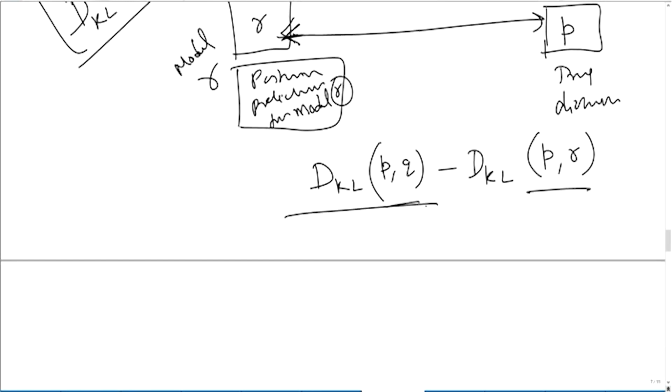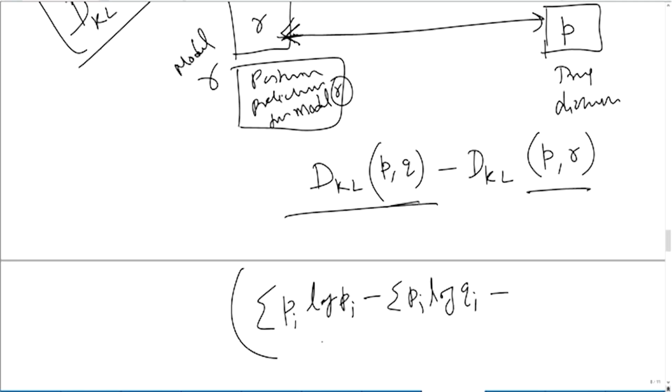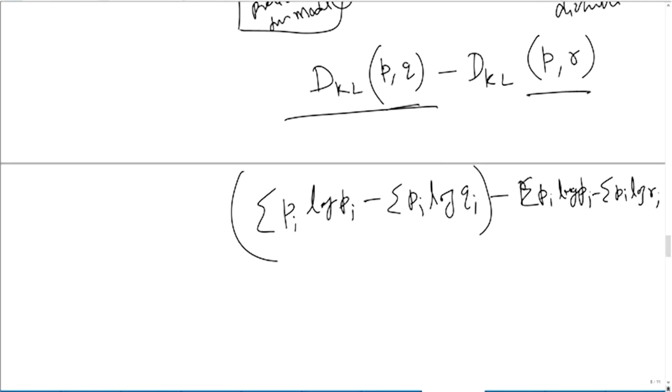Now, how would this help? So let us apply the formula. KL divergence is given by summation P_i log P_i minus summation P_i log Q_i. Okay, so this is the KL divergence from Q to P, and this one is summation P_i log P_i minus summation P_i log R_i. So I have applied the formula of KL divergence for this and this, right? Now what we have here is that these terms are the same, right? Summation P_i log P_i, summation P_i log P_i. So they will cancel out.